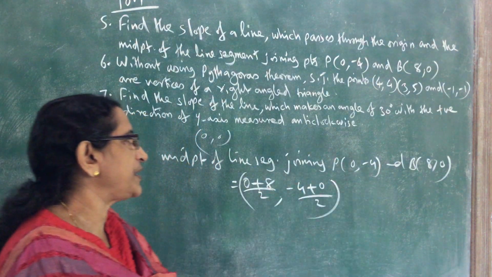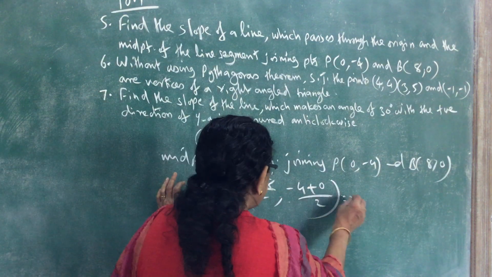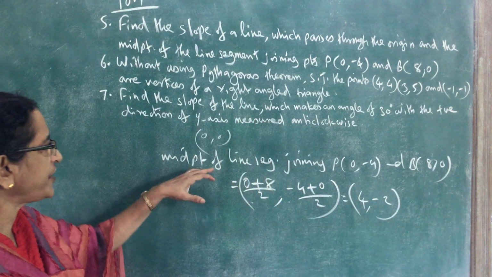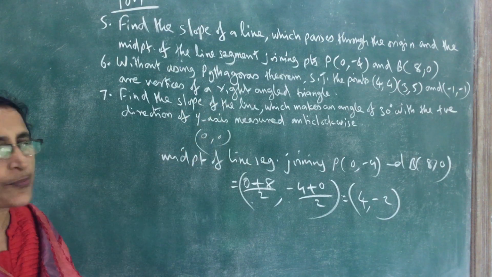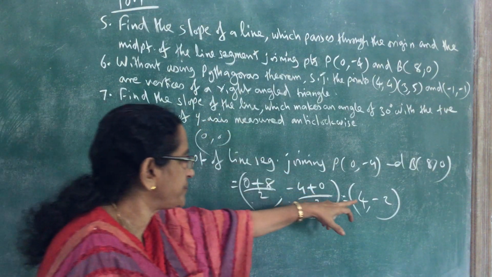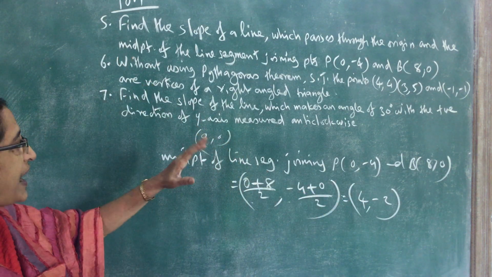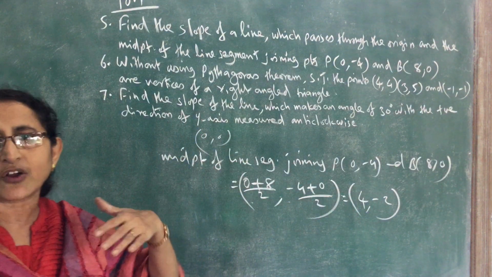That is the midpoint of PB, that is 0 plus 8 by 2, negative 4 plus 0 by 2. That is 8 by 2, 4, and negative 2. So this is the midpoint of this line segment PB. Now we have to find the slope of a line which passes through the origin, 0, 0, and the midpoint of this line segment. So we have to find the slope of the line passing through 0, 0 and 4, negative 2. That is the slope we want to find.